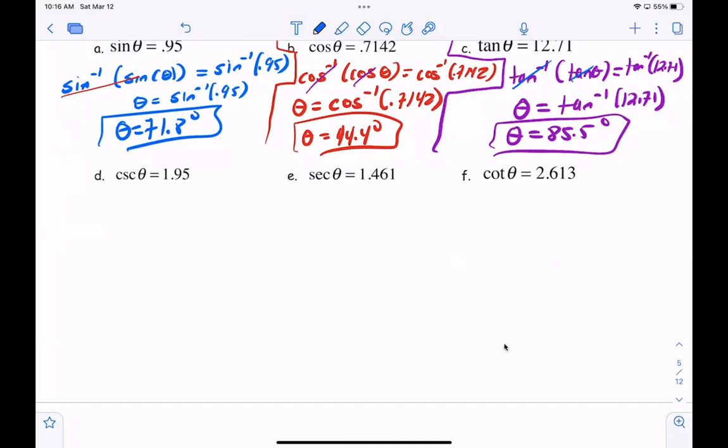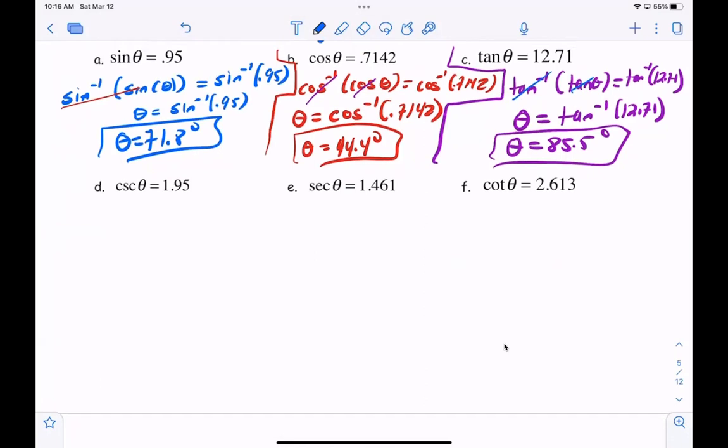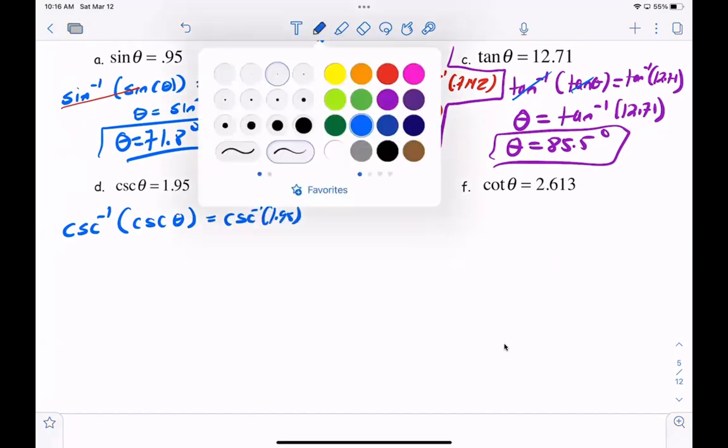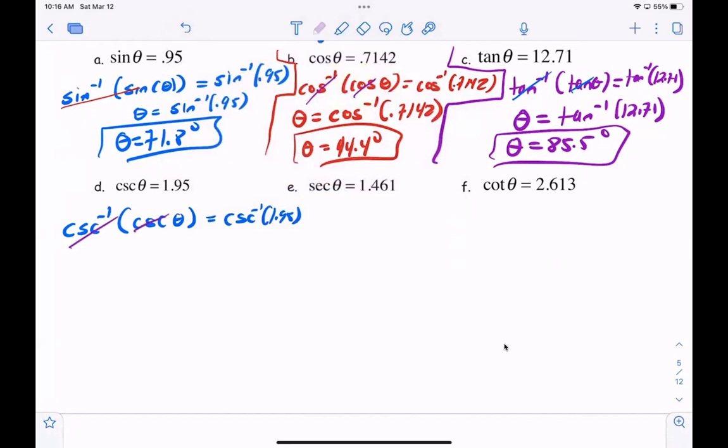So we have cosecant theta equals 1.95. To undo cosecant theta, we can use cosecant inverse. So we have cosecant inverse of cosecant theta is equal to cosecant inverse of 1.95. Trig functions on the left undo each other. That leaves us with theta is equal to cosecant inverse of 1.95. Let's do the next one.